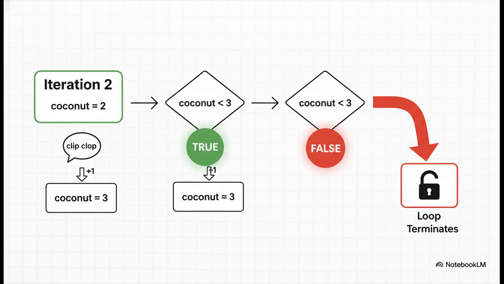Okay, here it is, the moment of truth. The program goes back up to check the condition one more time. Is 3 less than 3? No, it's not. 3 is equal to 3.